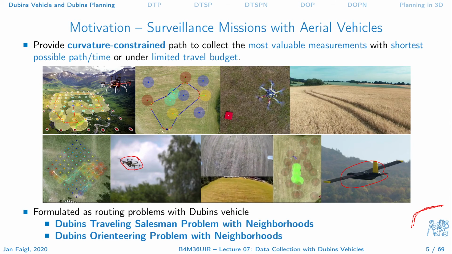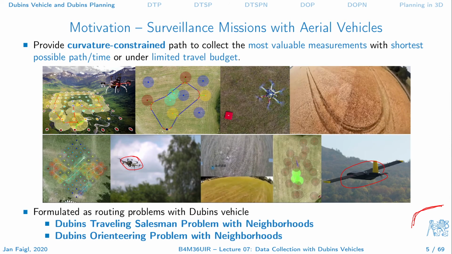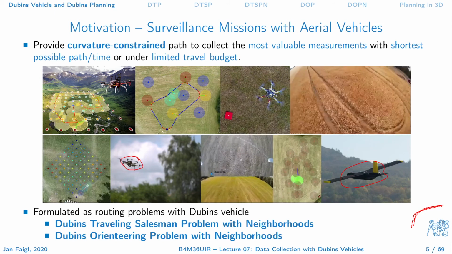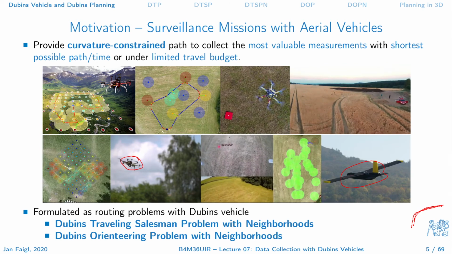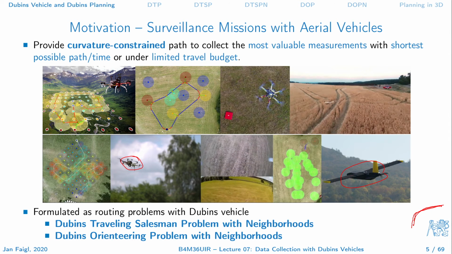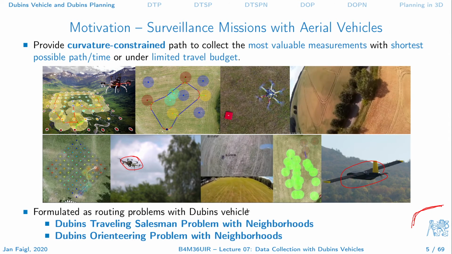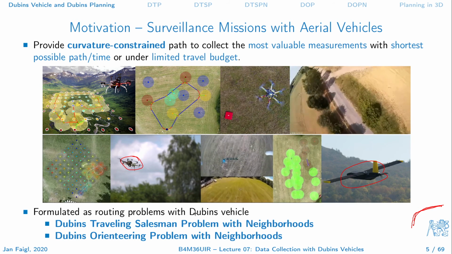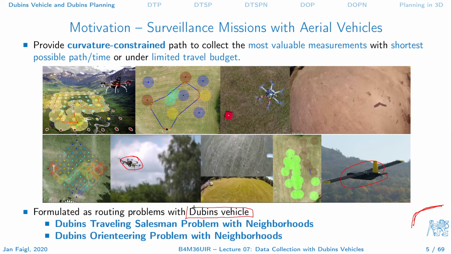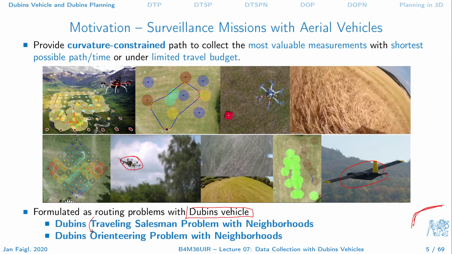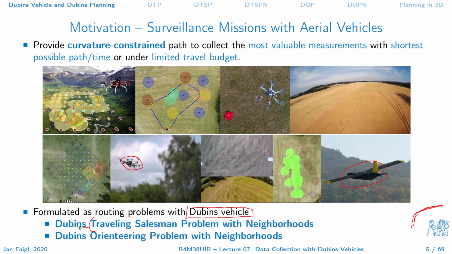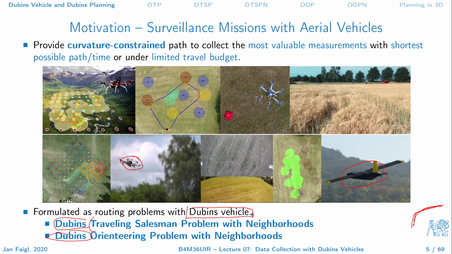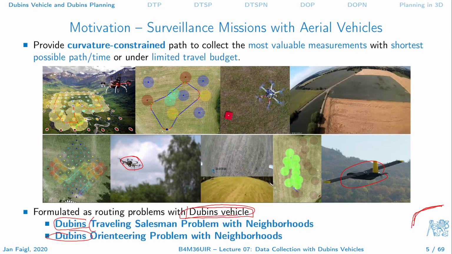So for finding a smooth, let's say, curvature-constrained path for this type of vehicles, we need some kinematic model of the vehicle that is suitable to find paths that are smooth or curvature constrained. And one of the very first, or maybe the very simplest model is a Dubins vehicle. And because we already formulated the data collection planning as traveling salesman problem and orienteering problem, also with neighborhoods, we call these problems Dubins, which corresponds to using this model.